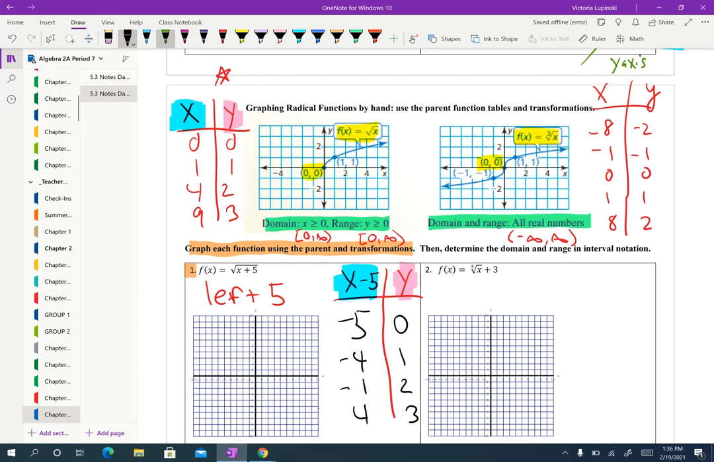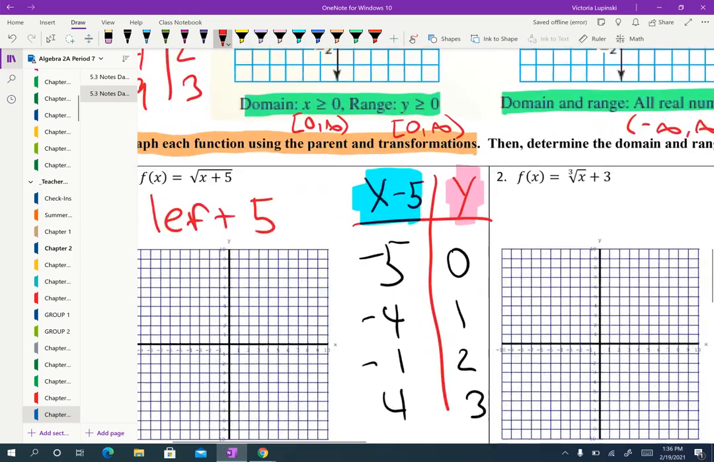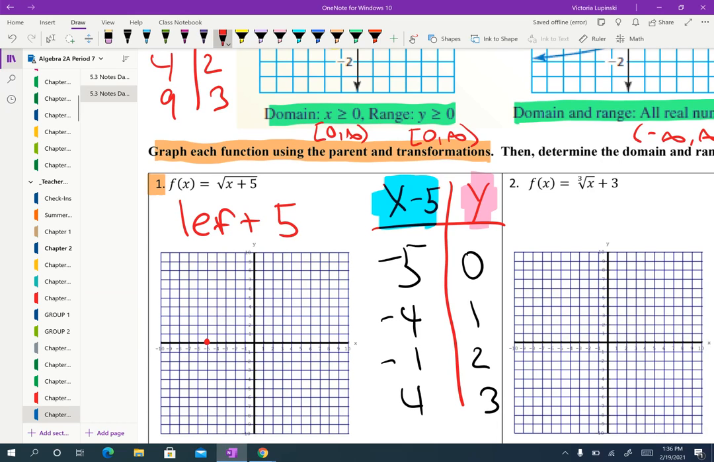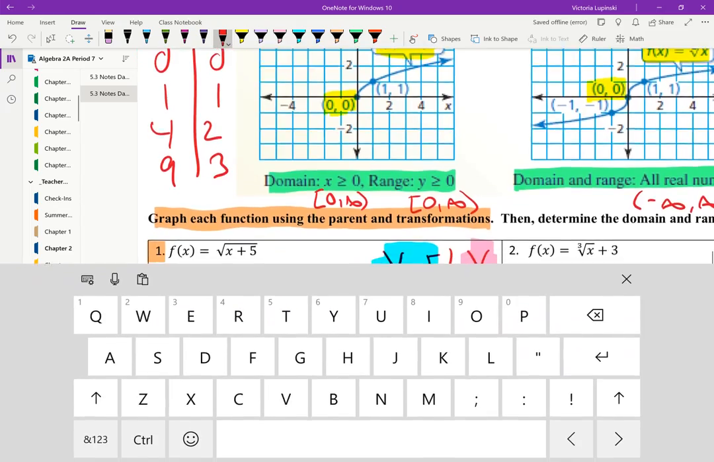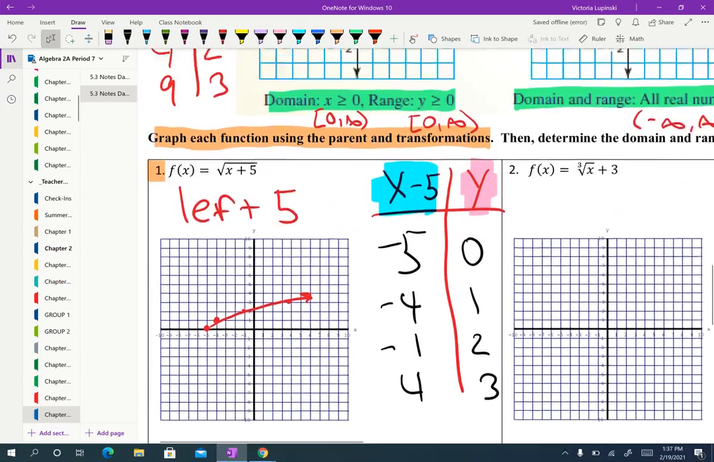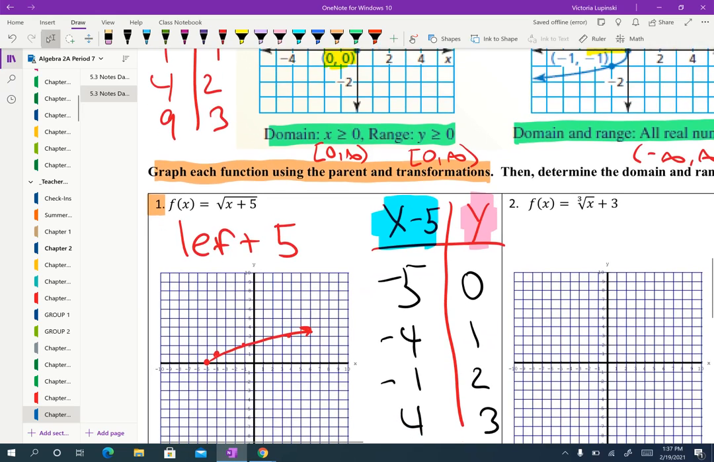You're now going to take those 4 new ordered pairs and you're going to go ahead and make me a graph. Spoiler alert, compared to the original, it should have moved left 5. So if you go ahead and graph negative 5, 0, negative 4, 1, negative 1, 2, and 4, 3, and connect those, you'll see that it should look identical to the original function, except for the fact that it is now moved 5 to the left.